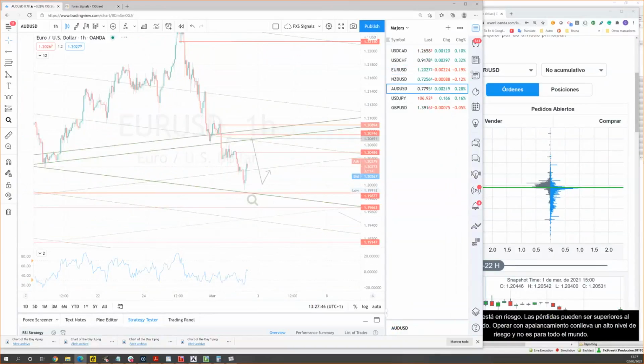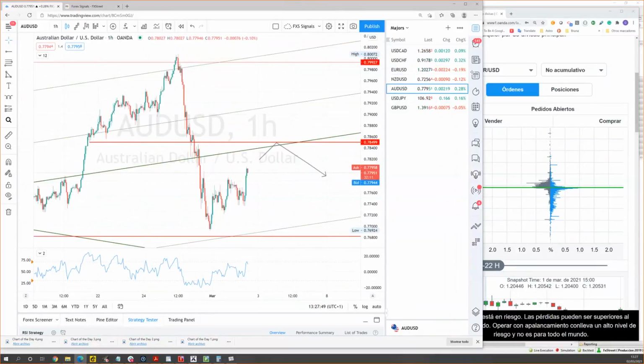Oh, I have a question here. Welcome. How do you know price has gotten to a resistance or support during a rapid price movement, say during a fundamental release? Well, that's a great question.